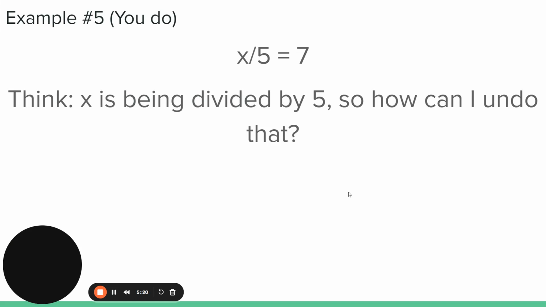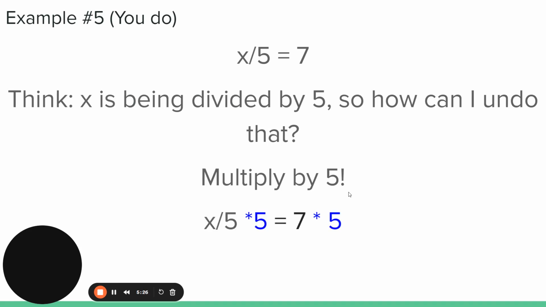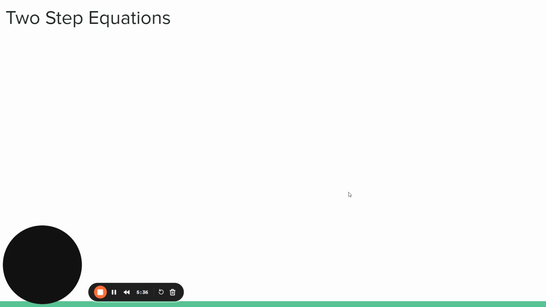So as we see, x is being divided by 5. So how can I undo that? Multiply by 5. So we're going to multiply by 5 to both sides. The divided by 5 and the times 5 on the left side will cancel each other, and we're left with x equals 7 times 5, which is 35.